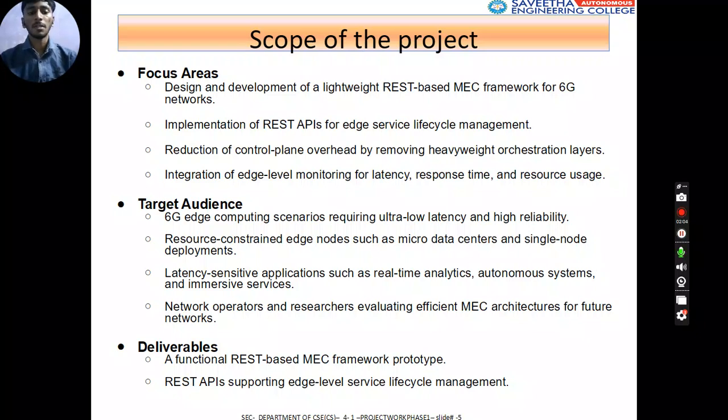The target audience: 6G edge computing scenarios requiring ultra-low latency and high reliability, and resource-constrained edge nodes such as micro data centers and single-node deployments. We are delivering a REST-based MEC framework prototype which supports edge-level service lifecycle management.